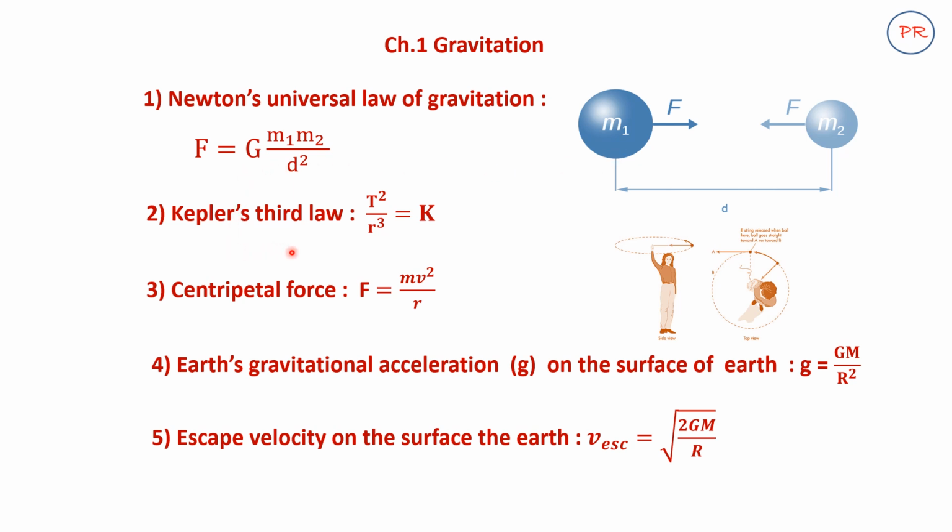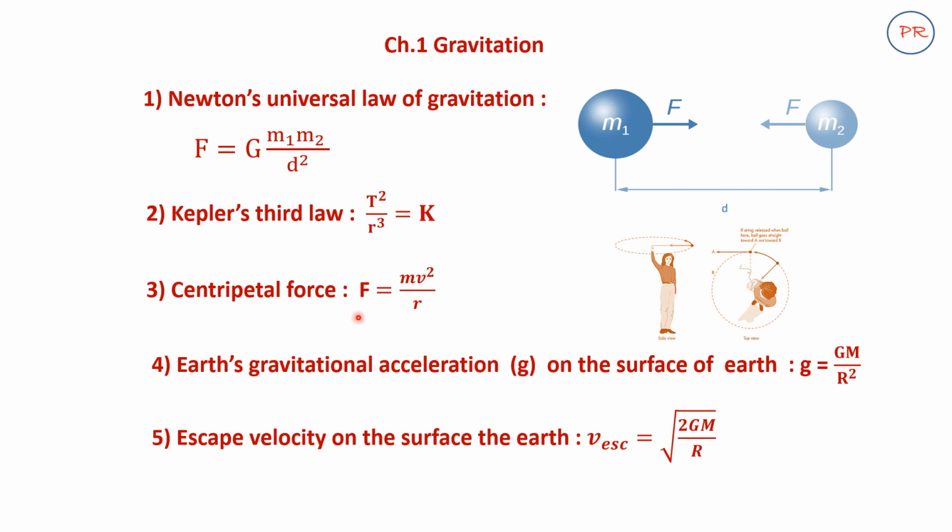Then Kepler's third law. Actually there are three laws, but the third law has a formula, that is T square upon R cube is equal to K, where T is the period of revolution, R is the radius, and K is a constant.